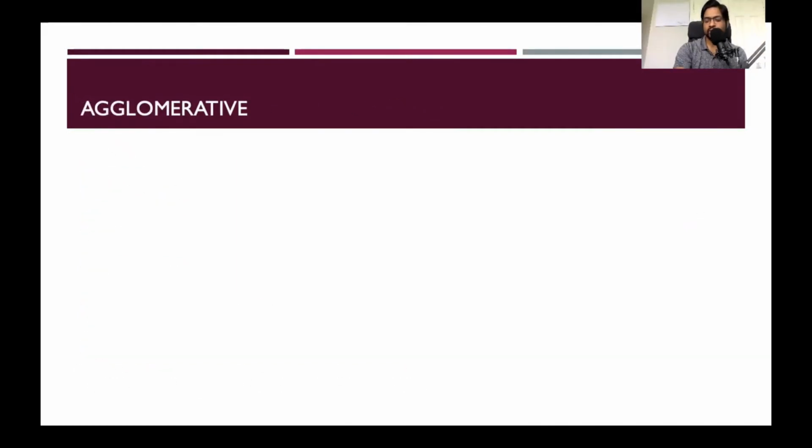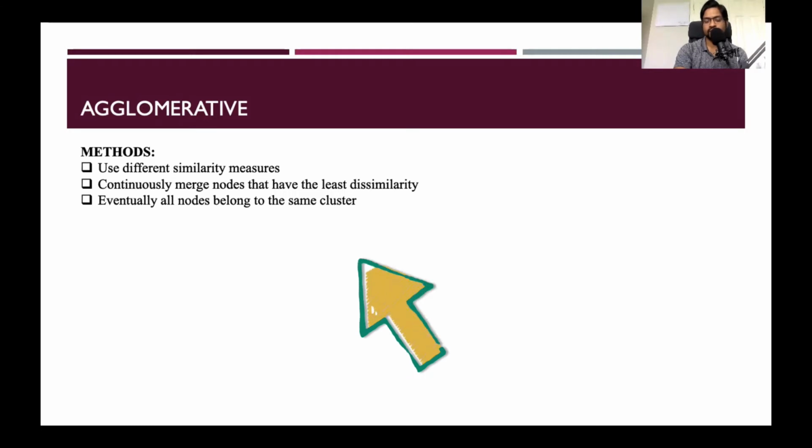Now let's check out some of the key methods of agglomerative algorithms. The first is that it uses different similarity measures to form clusters. It also continuously merges nodes that have the least dissimilarity, and eventually all nodes belong to the same cluster. As shown in the previous diagram, those 5 clusters A, B, C, D, E actually merge into a macro cluster at the end of the agglomerative phase.